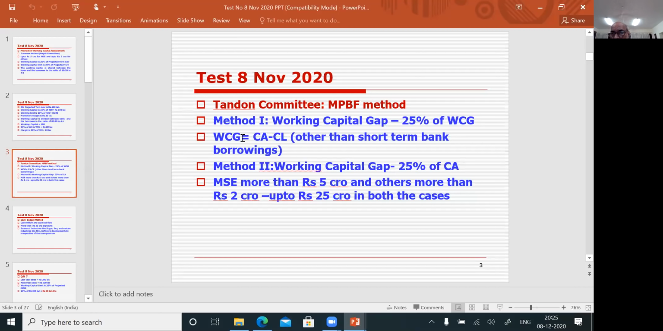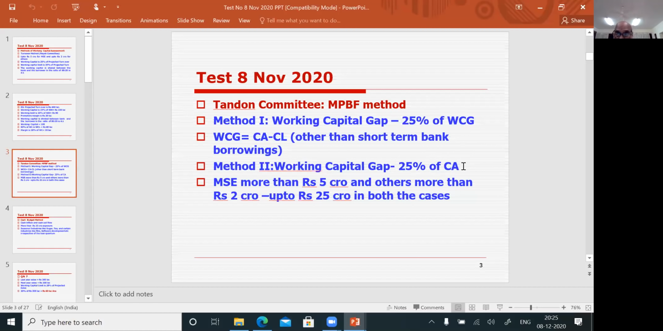Under method 2, how do you work out the working capital limit of the borrower? Under method 2 it will again be the working capital gap minus the margin of the promoter. What is the margin here? Here we will calculate the margin as 25% of the current asset. In method 1, what margin did we take? 25% of the working capital gap. Here we are going to take the margin as 25% of the current asset of the borrower.